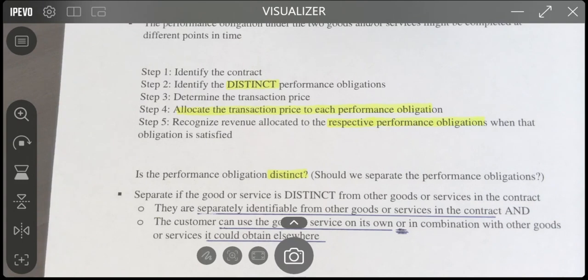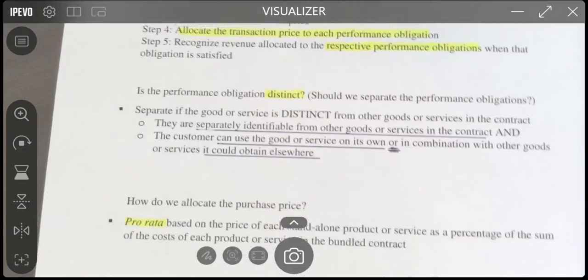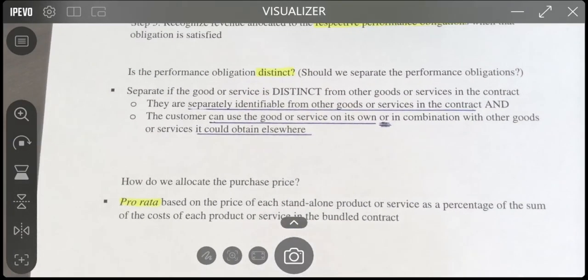They are separately identifiable from other goods or services in the contract, and the customer can use the good or service on its own or in combination with goods or services it could obtain elsewhere. They are distinct if both of those are true. Okay? So if they are true, we will allocate the purchase price to the two distinct performance obligations.